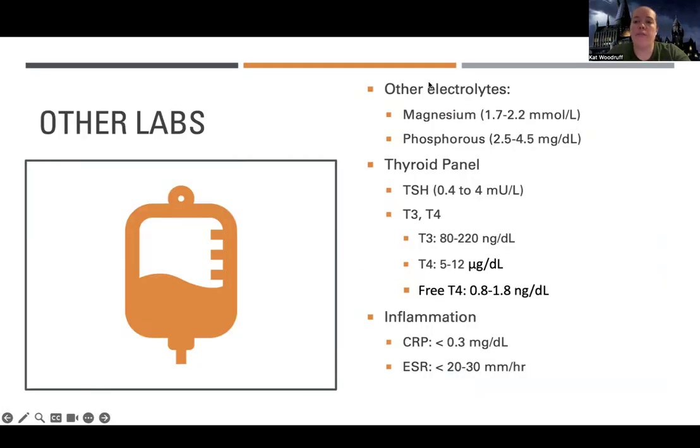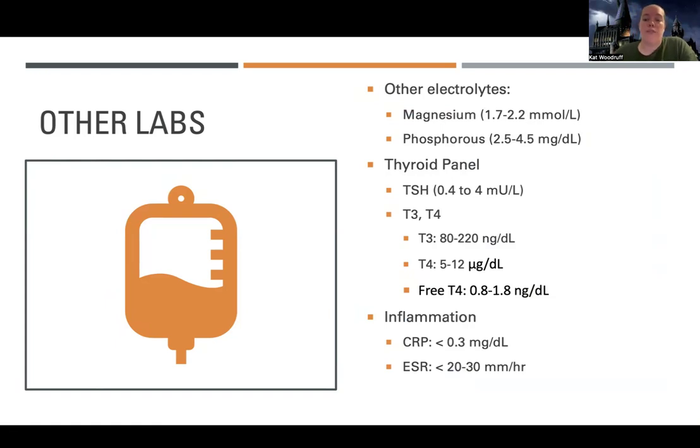Other labs, and for whatever reason, I feel like one day they just need to put these in the chemistry, but for some reason you have to order them separately from the chemistry. So mag and phos. Magnesium causes more issues when it comes to the heart or cardiac activity. And one thing you want to consider is that if my magnesium is low, I can be chasing my potassium for days. But if I'm not replacing my magnesium first, my potassium is going to take forever or never fully come up.